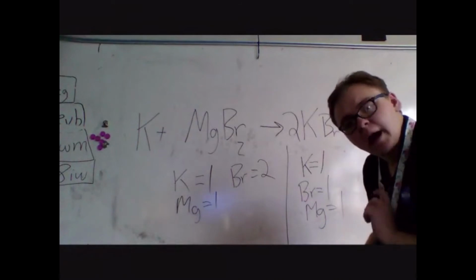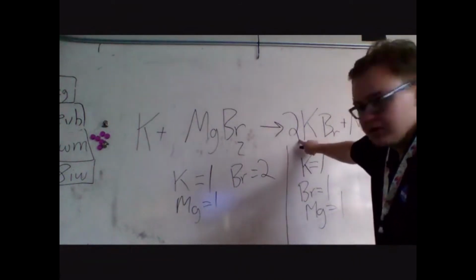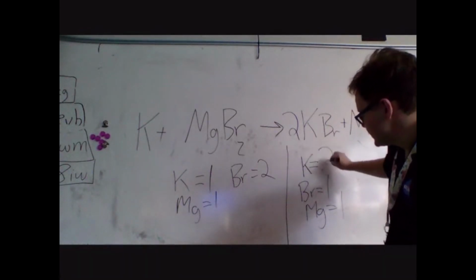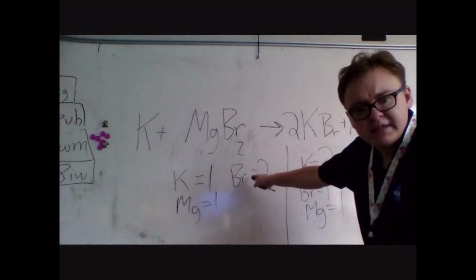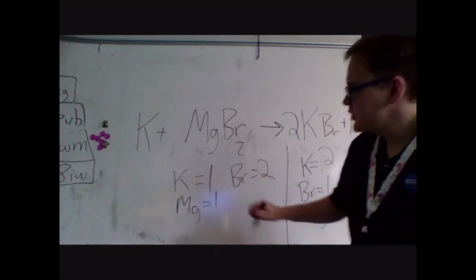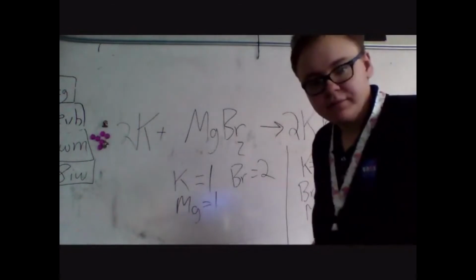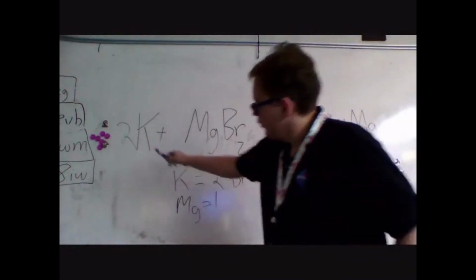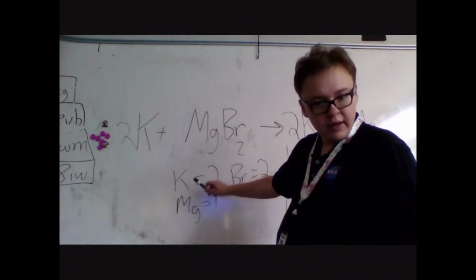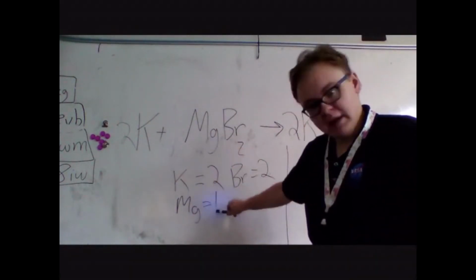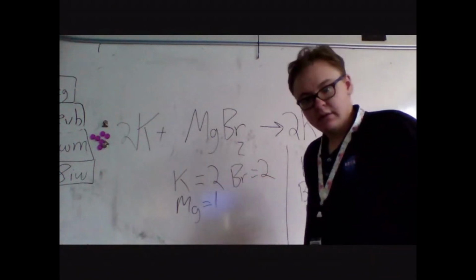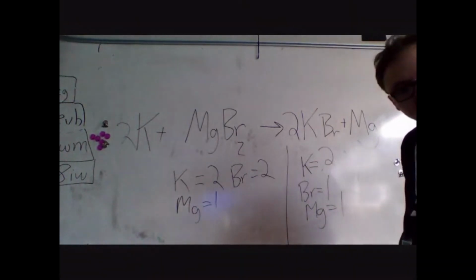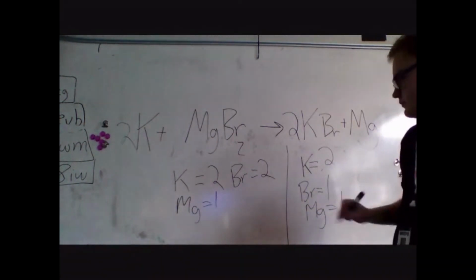Looks good, right? But now we've messed up the potassiums. We've got 2 potassiums on this side, and only 1 potassium on this side. Well, what if we just stick a 2 right on that potassium? Now, everything is balanced. Double check. We've got 2 potassiums. We've got 1 magnesium. We've got 2 bromines. On the right side, 2 potassium, 2 bromines, 1 magnesium.